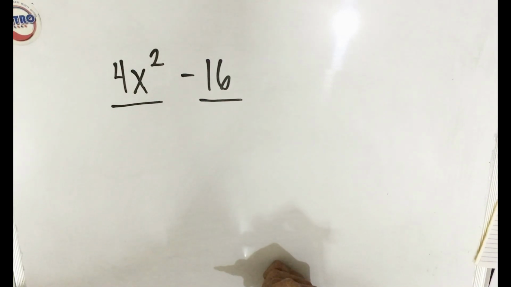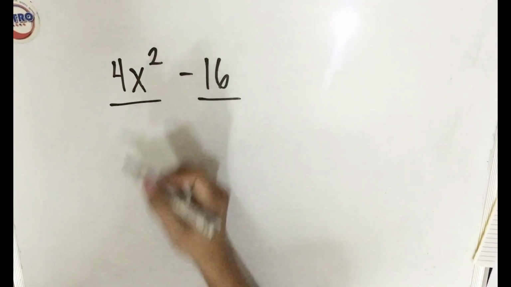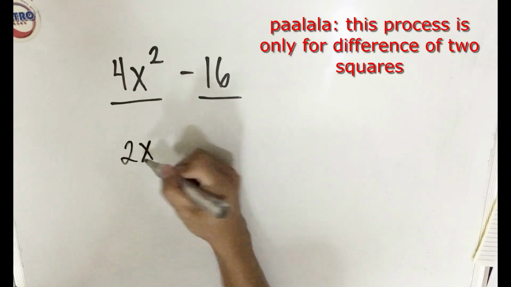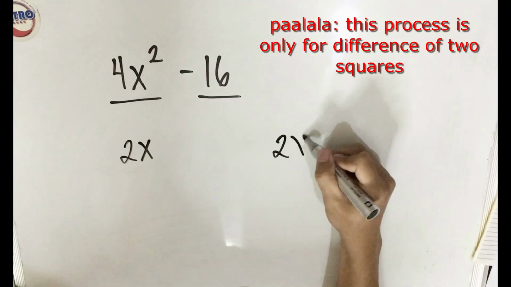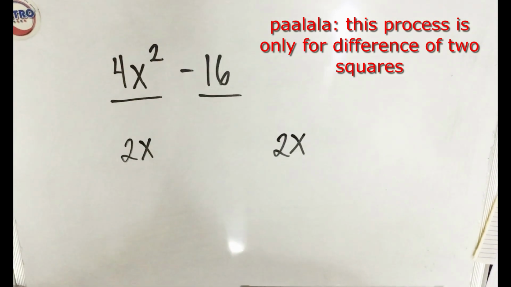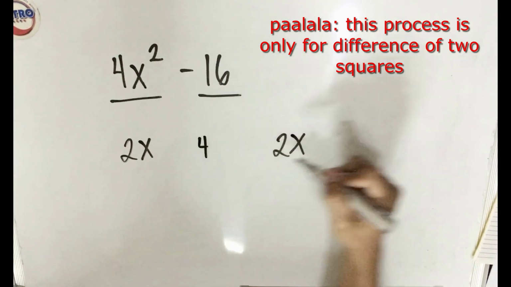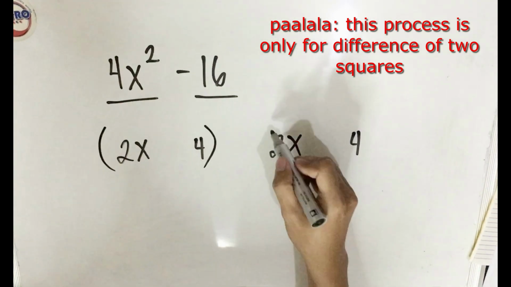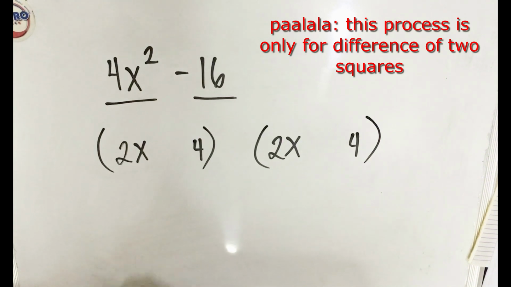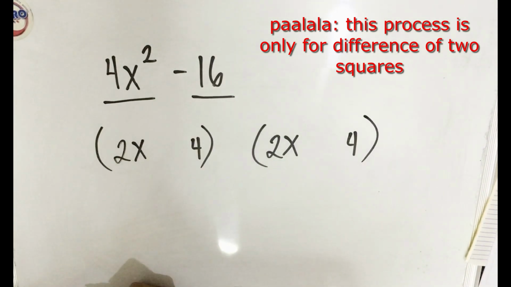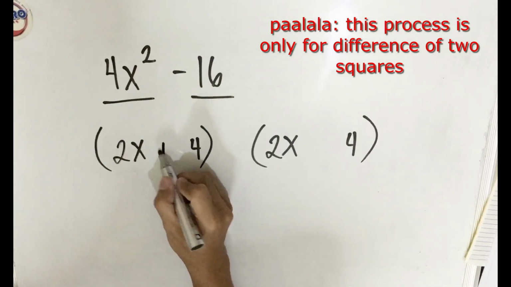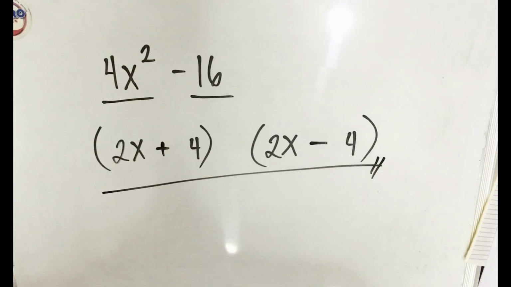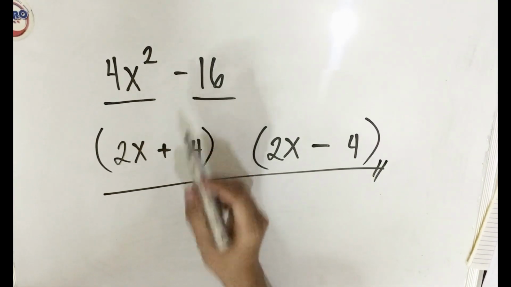Now, let us know the factors. 4x squared can have a factor of 2x and 2x. 16 are having a factor of 4 and 4. Let us put it inside the parentheses. If that is a negative sign, we have the sign of positive and negative. Meaning, this one are the factors of 4x squared minus 16.